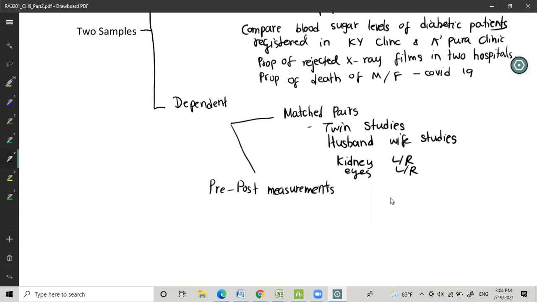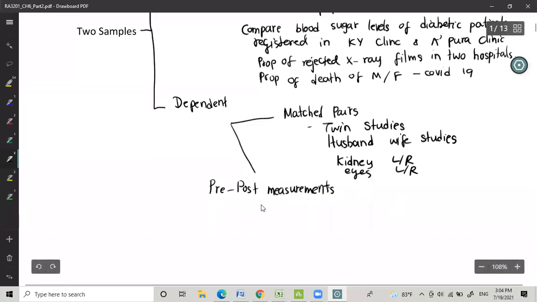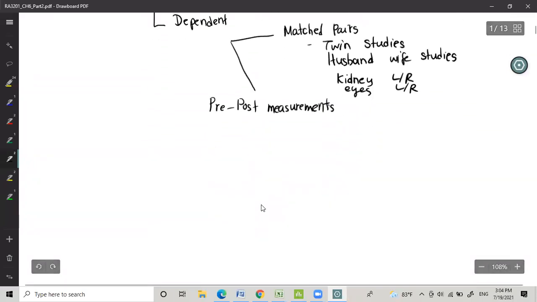So if you are going to compare, let's say, think about a CKD patient, survival of the kidneys, the left and the right kidney, obviously they are going to be depending on each other, right? So they are going to be matched pairs, and you have to use a statistical test developed for matched pairs. Okay. The next one is called the pre-post measurement. Pre-post measurement is, I'll give you an example.